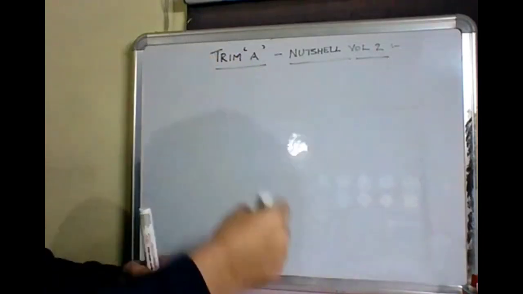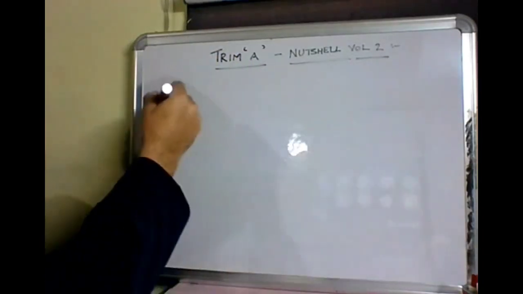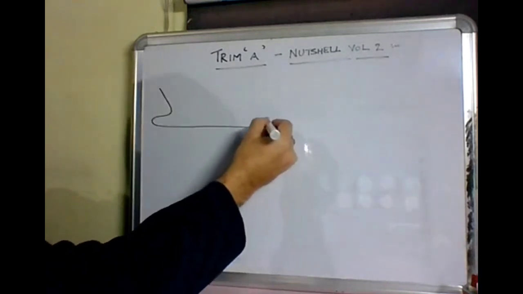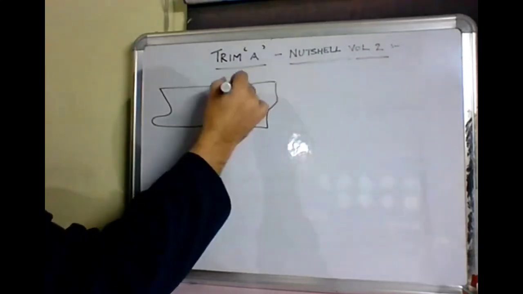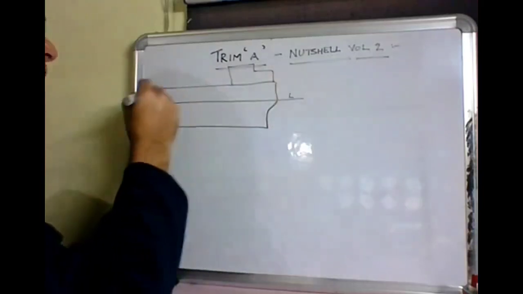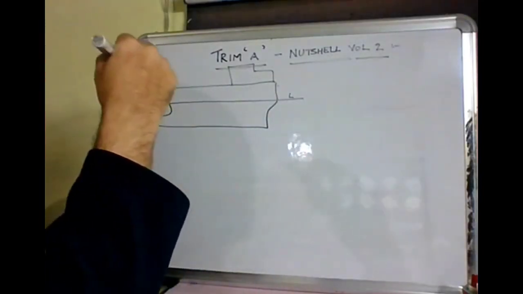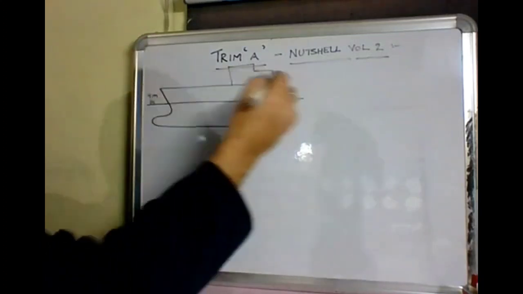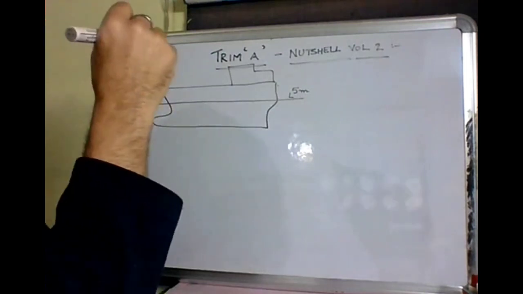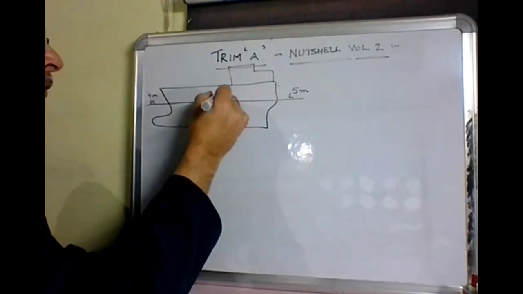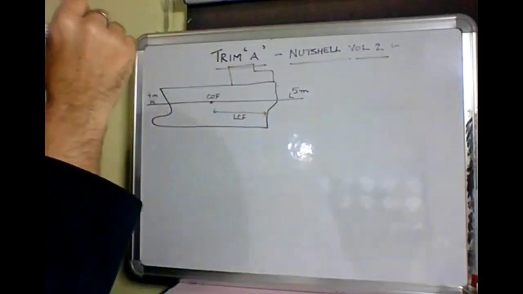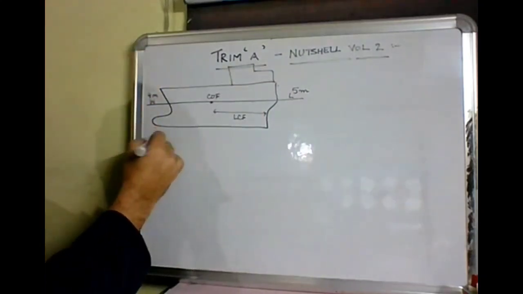All right. We're doing trim A with Nutshell Volume 2. Let's say the vessel is floating at a draft forward 4 meters and aft 5 meters. And the first point that we talk about is center of rotation.